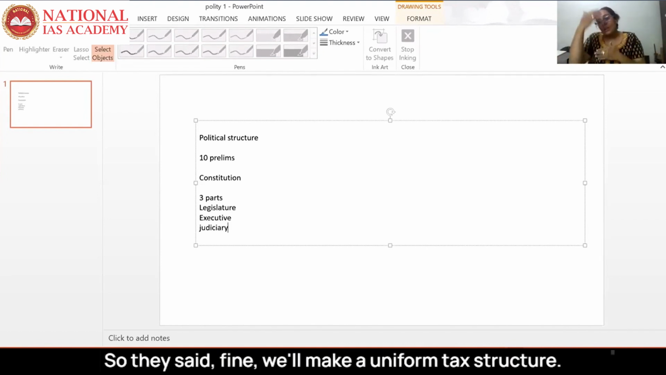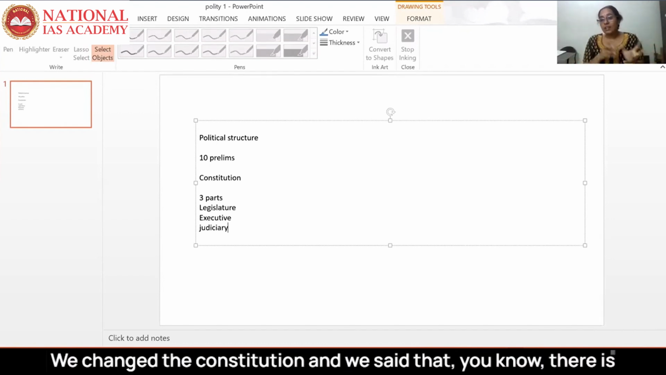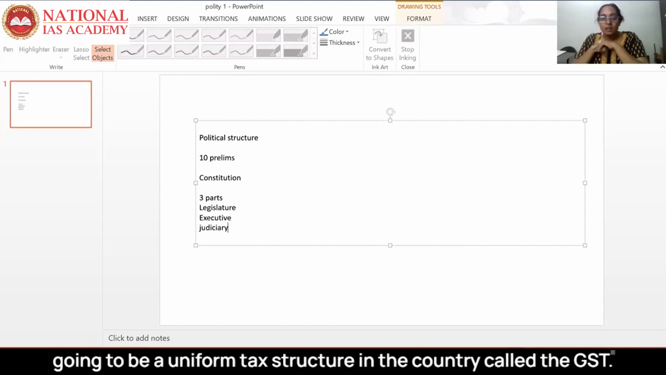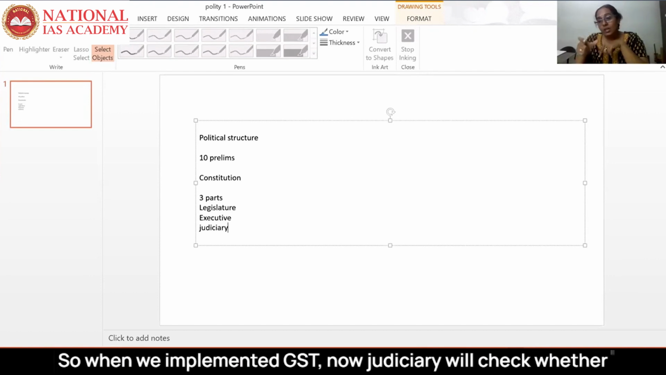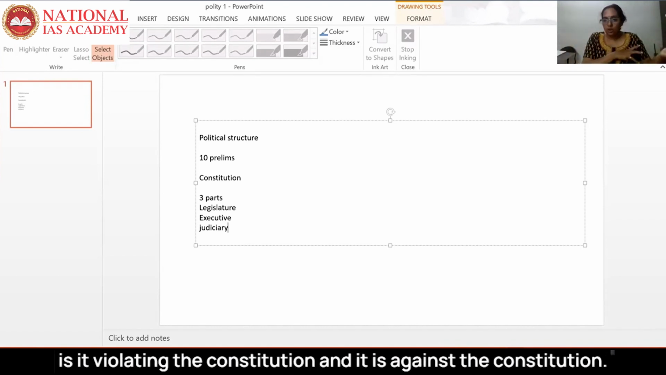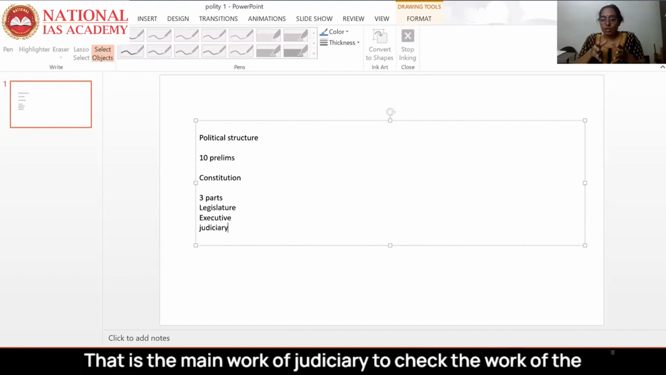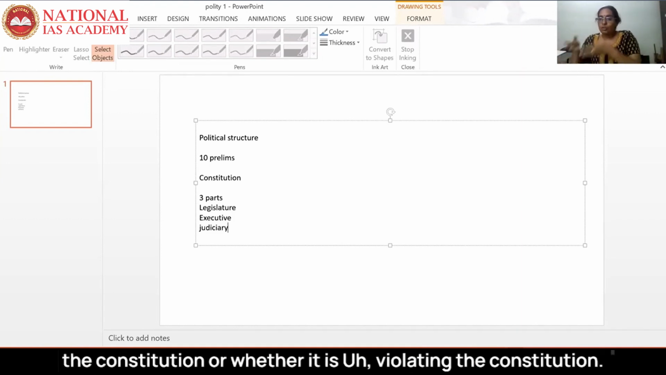So they said, fine, we'll make a uniform tax structure. So we changed the constitution and said that there is going to be a uniform tax structure in the country called the GST. So we implemented GST. Now the judiciary will check whether GST is obeying the constitution or violating it and is against the constitution. That is the main work of judiciary, to check the work of the legislature, whatever law they are making, whether it is obeying the constitution or violating the constitution.